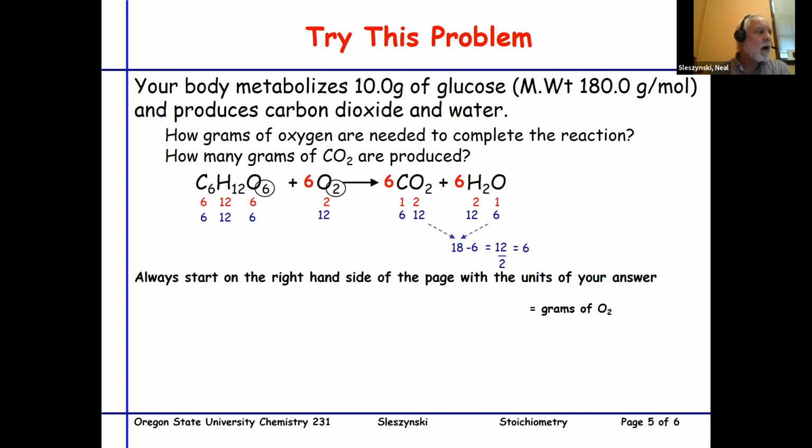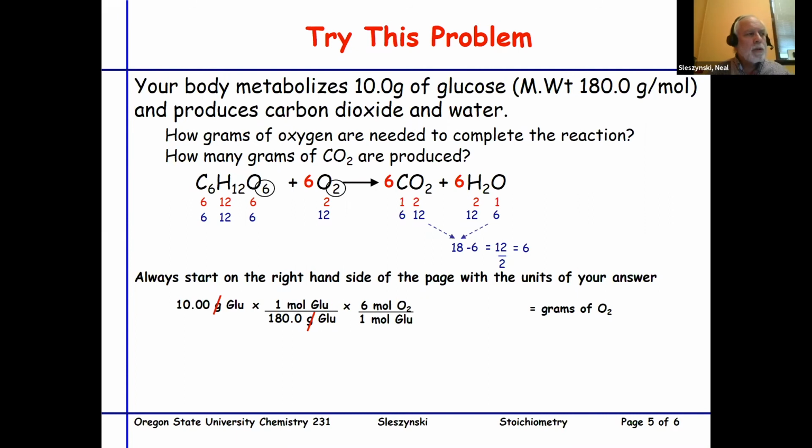All right, we're always going to start our calculations on the right-hand side of the page with the units that we need for a final answer, which are grams of oxygen. We know we're starting out with 6 grams of glucose. We're going to have to convert grams of glucose to moles of glucose. We now know the number of moles of glucose we have when we have 10 grams.